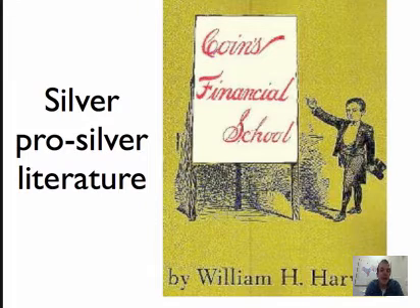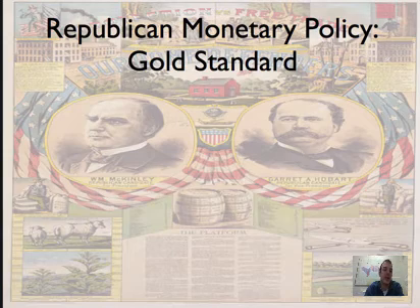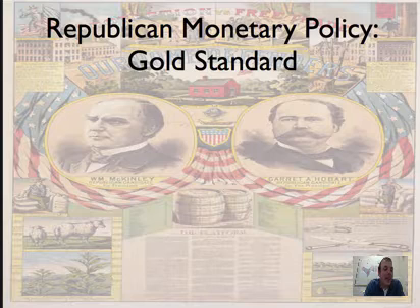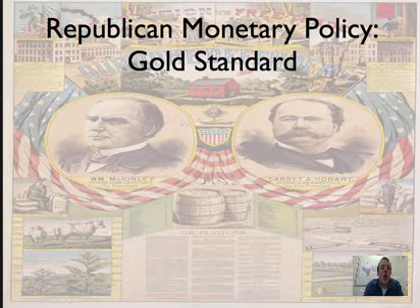And the most popular is this one by William H. Harvey, and it's called Coin's Financial School. So how do the two parties feel about this idea? Well, on the Republican side, Ohio's William McKinley wins the Republican nomination, in part thanks to the man you see there in the smaller picture, his campaign manager, Marcus Hanna, who helped him gain national support. And McKinley and the Republicans back the gold standard. They believe that the United States, like Britain and France and other world powers, should back its money with gold and only gold.